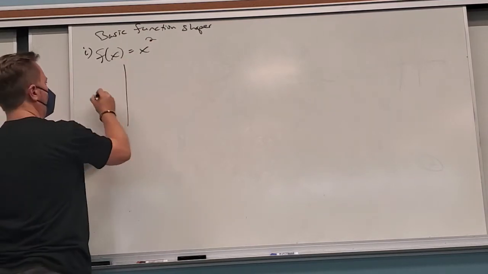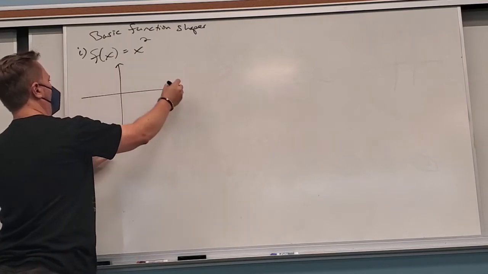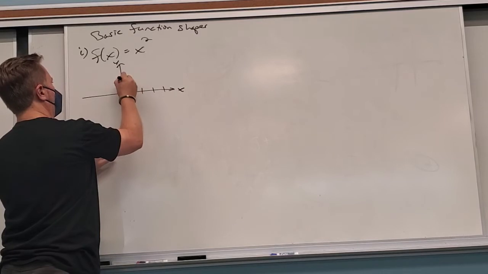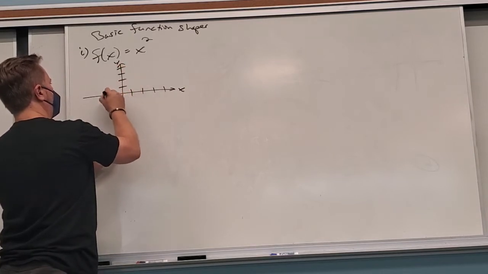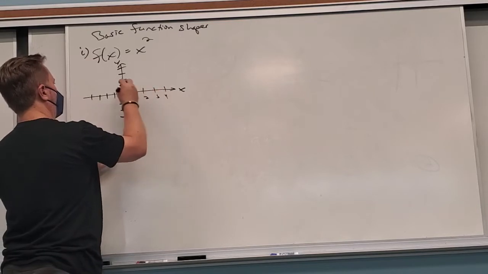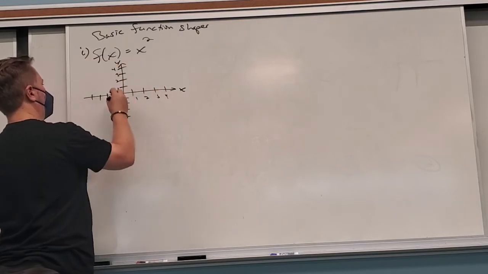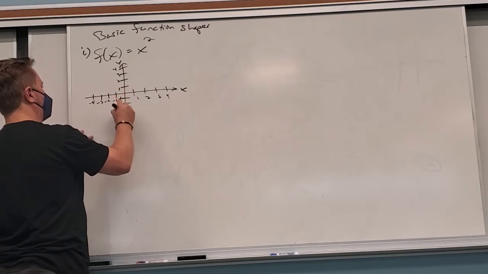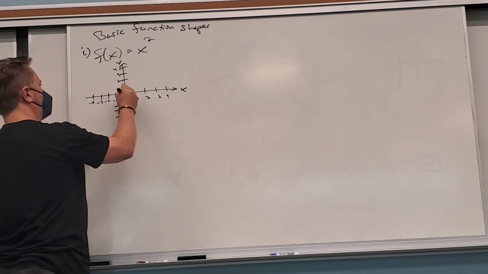What's the most important point to graph on a parabola? The vertex. What's the vertex going to be for x squared? 0, 0. I love it. It's a standard parabola. It hasn't been moved anywhere yet. So it's 0, 0.